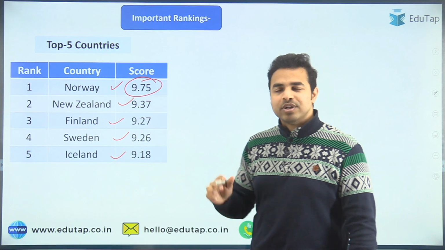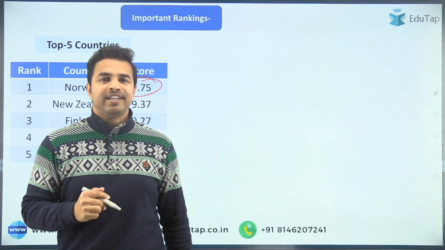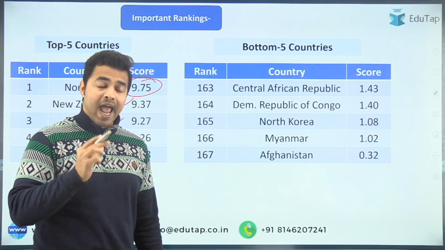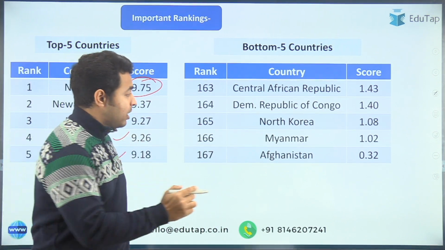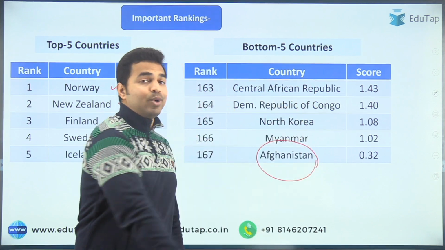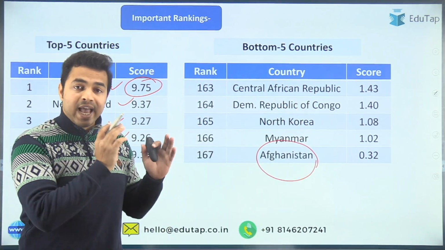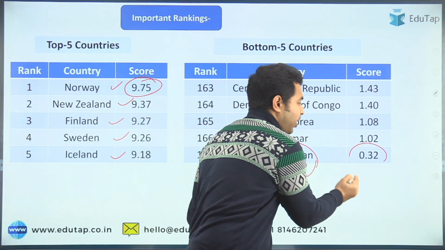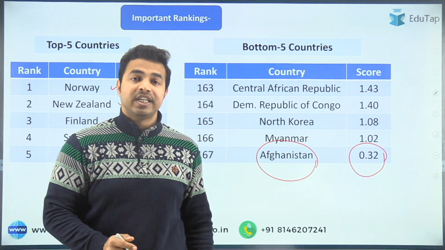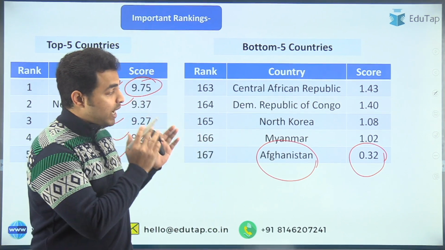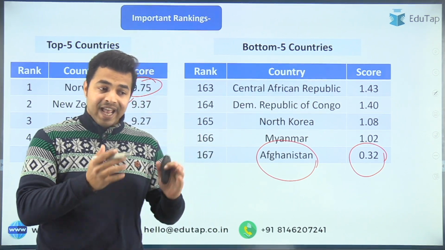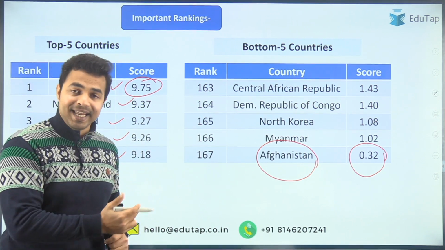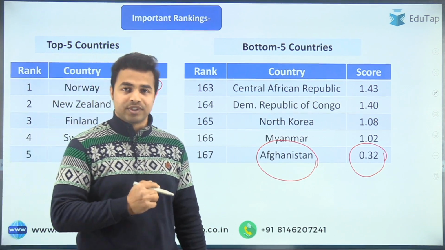Now when we talk about the bottom 5 countries of the Democracy Index 2021, here you can see the whole list. And this list has a surprise: Afghanistan has replaced North Korea at the bottom of the list, with the 167th position and a score of 0.32. In the last edition it was North Korea at the bottom, but this year, as the Taliban has taken over Afghanistan, Afghanistan has been placed at the bottom of the list with a score of 0.32.